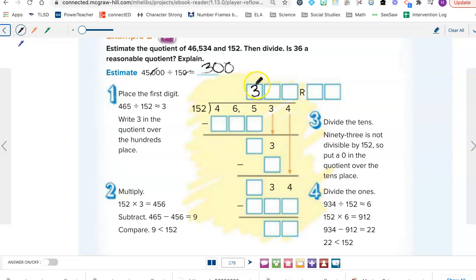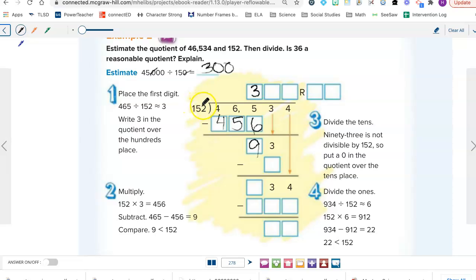Then we're going to multiply 3 times 152. Well, I need to do that. Luckily they have done it over here, and I see that it is 456. When I subtract, I get 9. I'll bring down my 3 and I'll bring it back around and I'll divide.